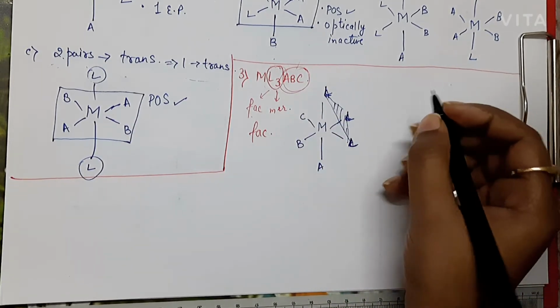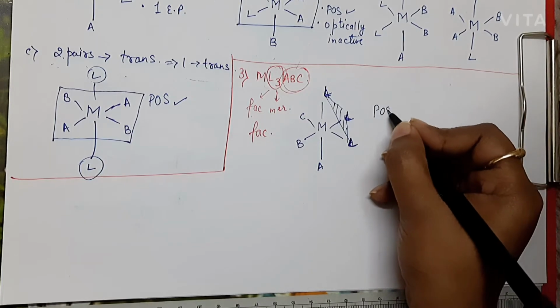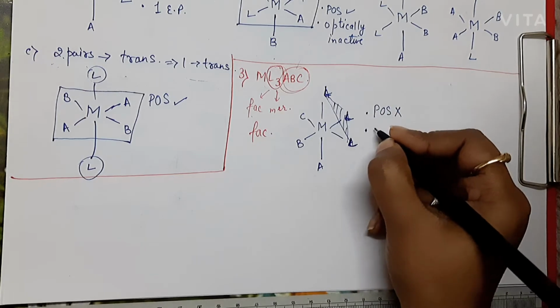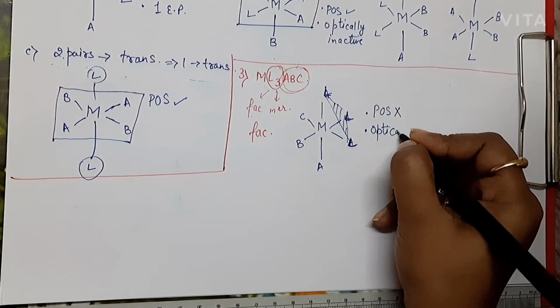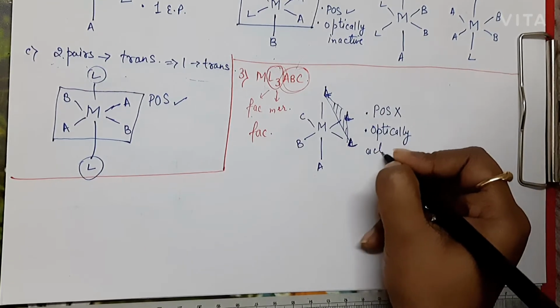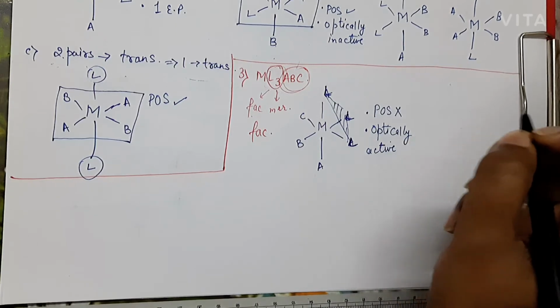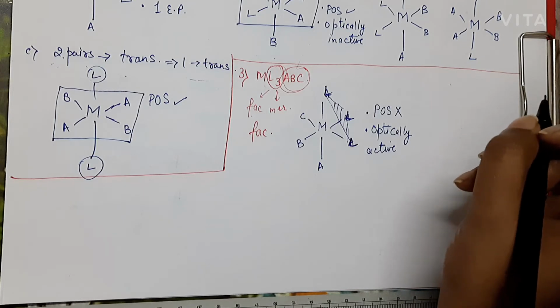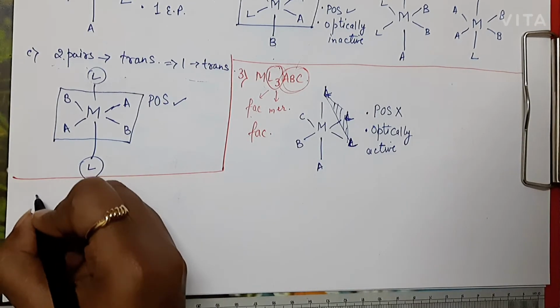If we look for plane of symmetry, then the plane of symmetry will not be present in this case, so the compound is going to be optically active. This is about the fac isomer. Now if we look for the mer isomer, that is meridional.